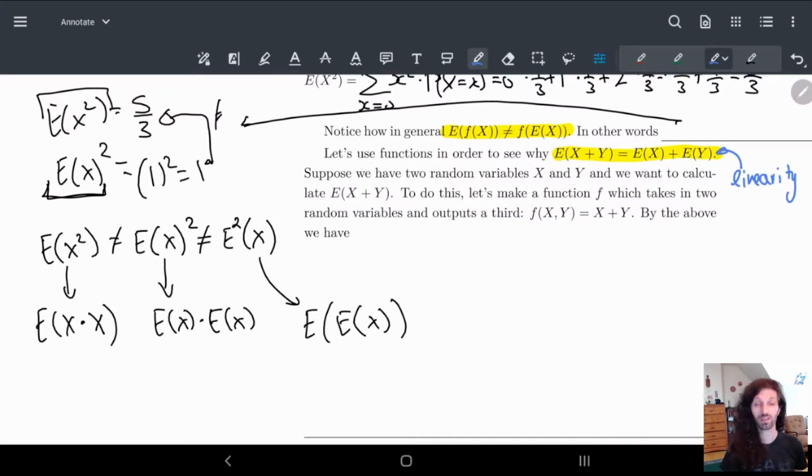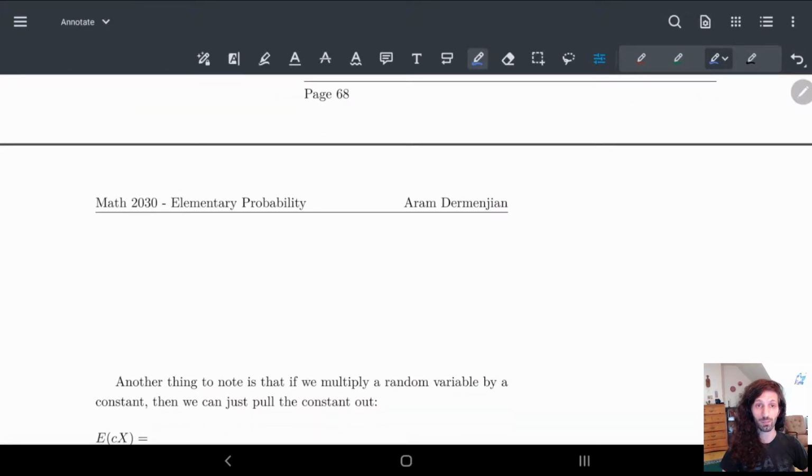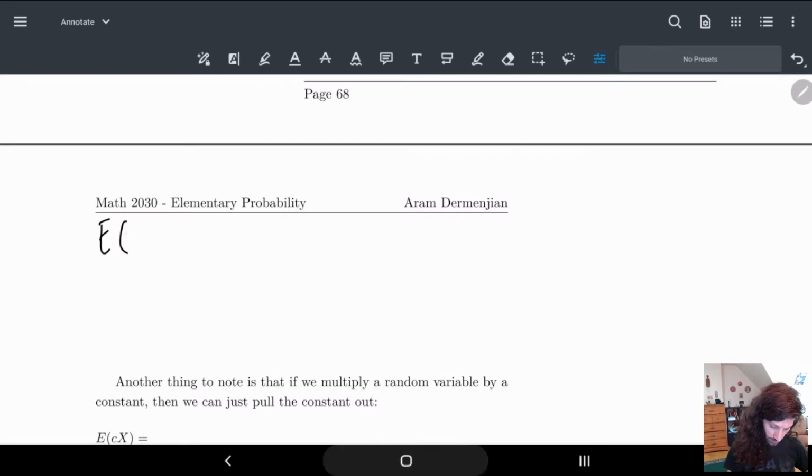So what we're going to do is make a function. We make the function f of x, y to be equal to x plus y, which is what we want to solve. This is really where we want to go. And so by the above information, what we end up having is that the expected value of f of x, y, or x plus y, is just the expected value of x and y.